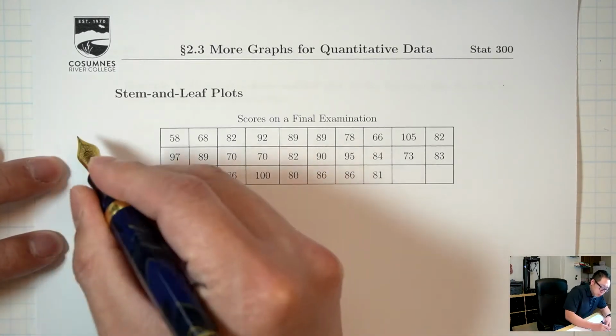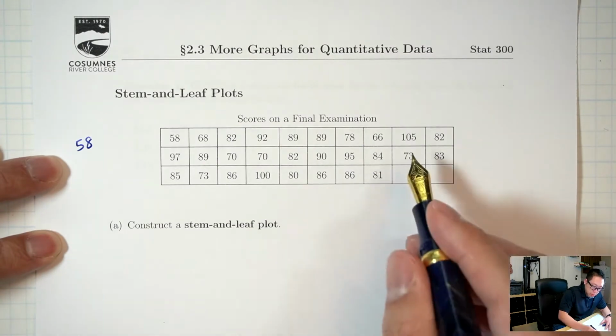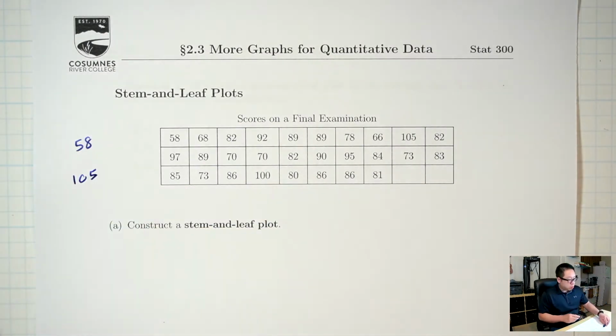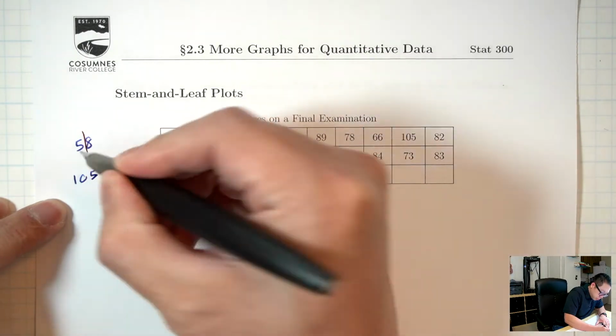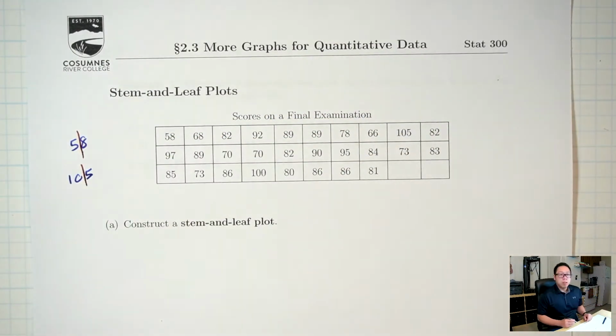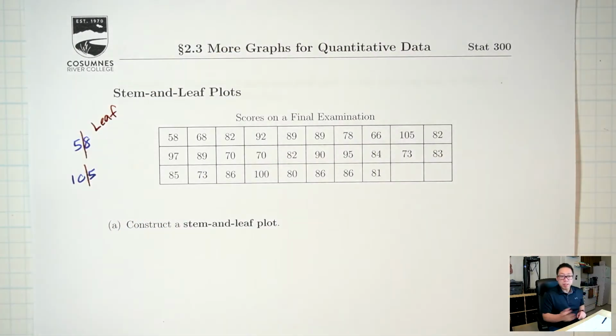And then I'm also going to look at this 105. So we're going to cut off the very last digit on each number. The very last digit is called a leaf. And everything else in front of it is called a stem.